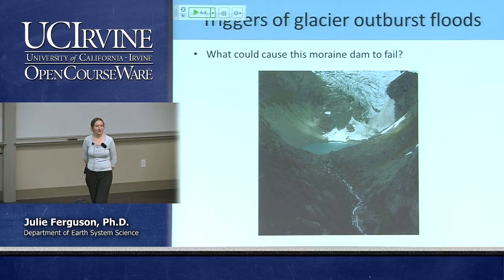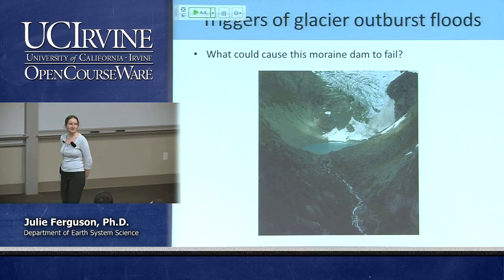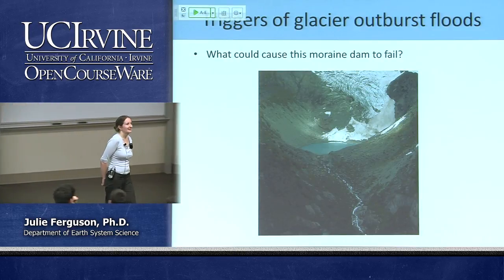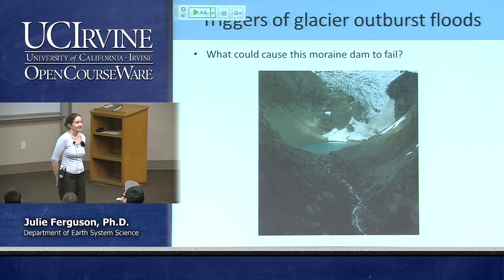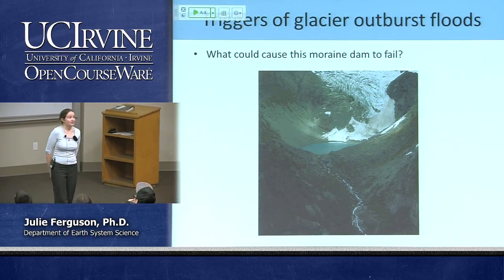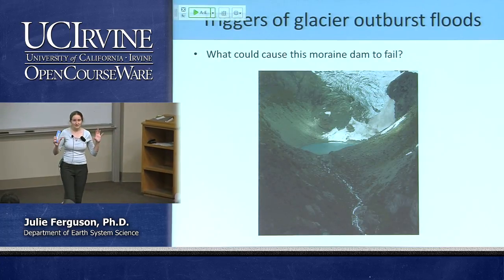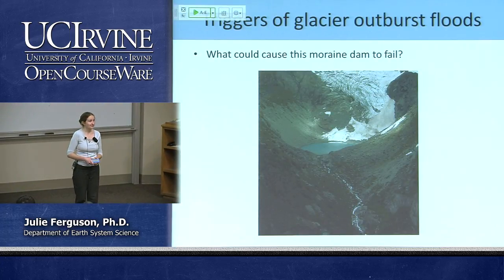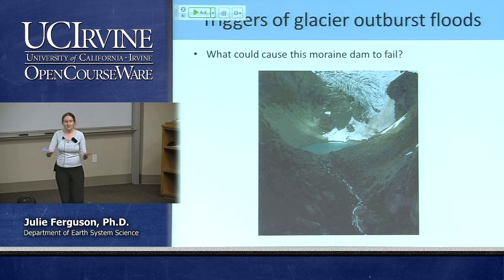Okay, does anyone have a good reason for me? So why might this moraine dam fail? Yes. Absolutely. If we just fill the lake too much, it may push that sediment away. It could cause that dam to fail. Absolutely. So just too much pressure from behind, from too much water there, could cause it to fail.